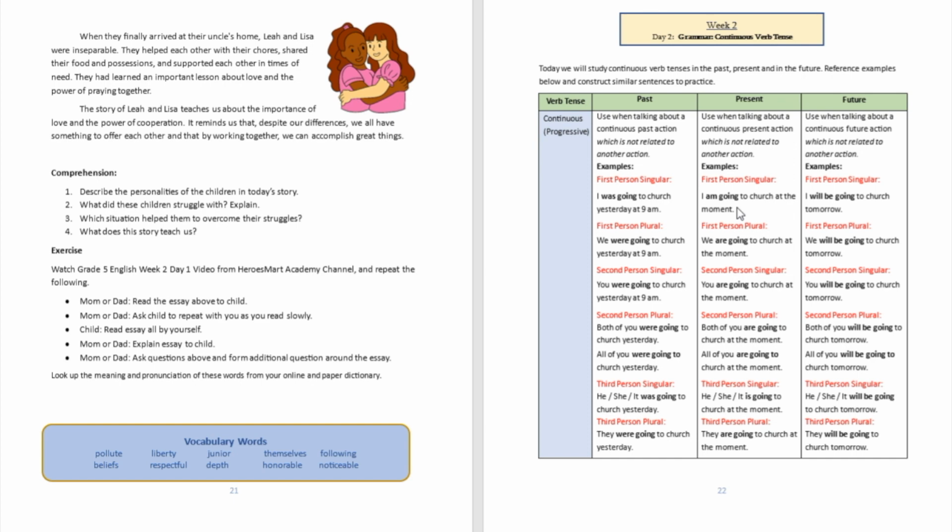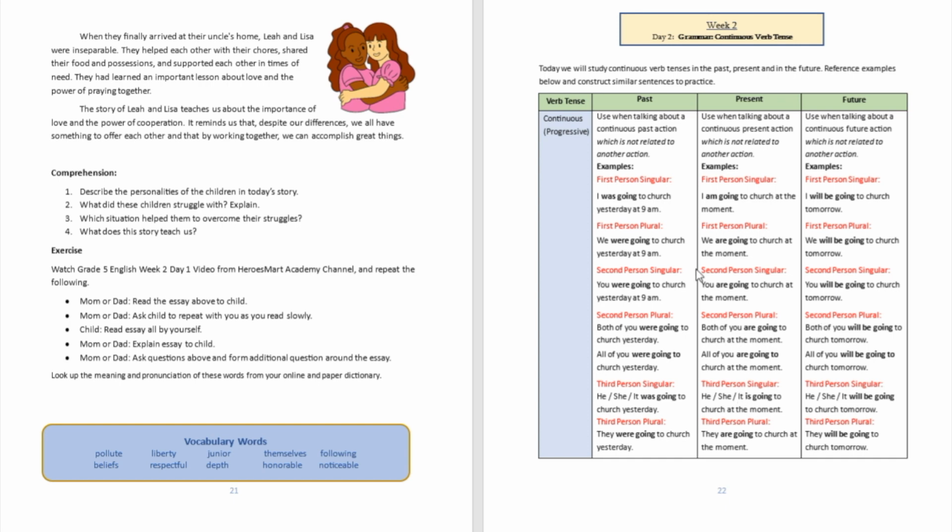All right. Second person singular is: you are going to church at the moment. Talking about another person, what another person is doing right now. Second person plural is: both of you are going to church at the moment. Or all of you are going to church at the moment. Third person singular is: he is going to church at the moment, or she is going to church at the moment, it is going to church at the moment. Third person plural is: they are going to church at the moment.